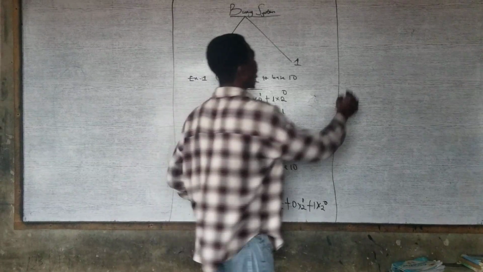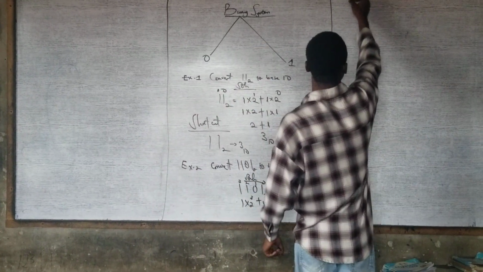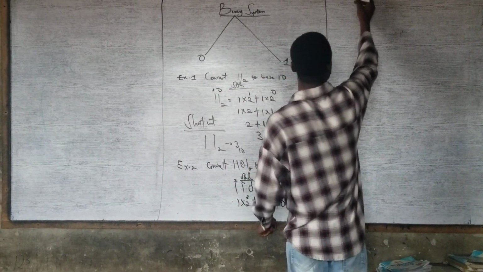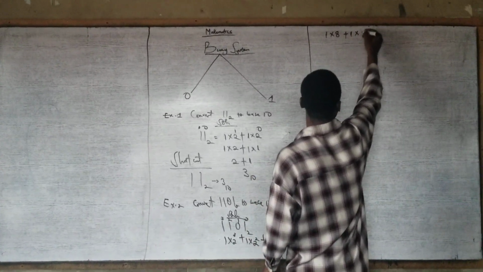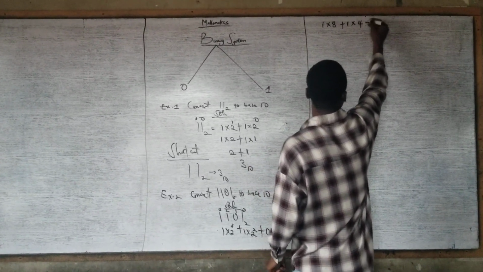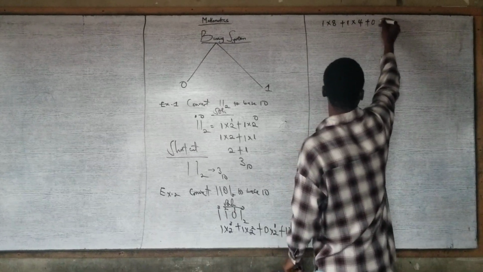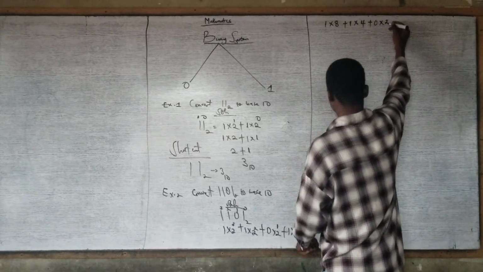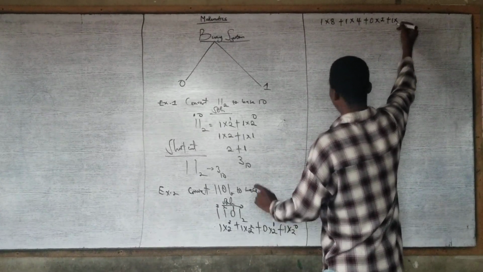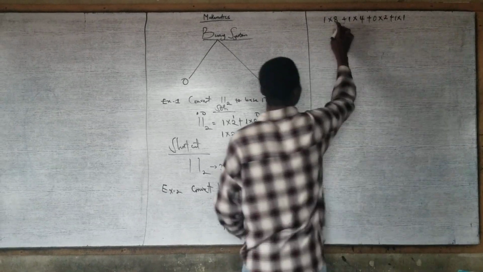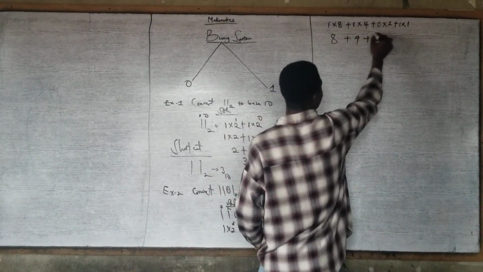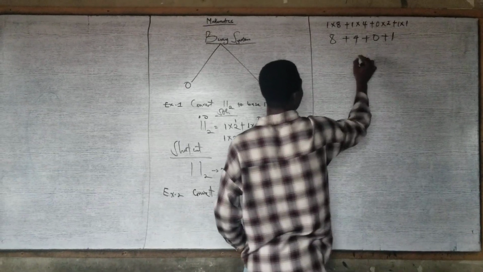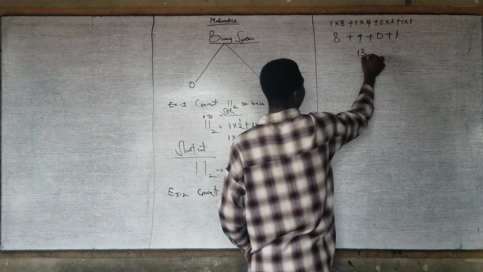The expanded notation of this will be 1 times 2 raised to the power of 3 is 8, plus 1 times 2 raised to the power of 2, which is 4, plus 0 times 2 raised to the power of 1 is 0, plus 1 times 2 raised to the power of 0 is 1. So 8 plus 4 plus 0 plus 1, here we have 13 base 10.